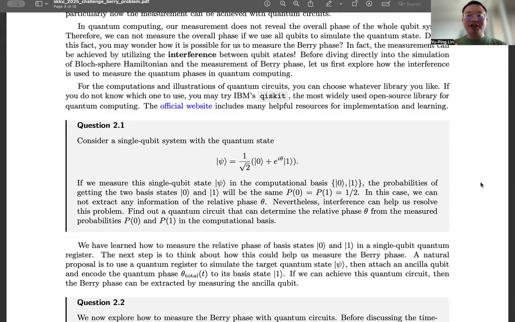So we will first think about how we can use interference to measure the relative phase between different superposition states. Then we will use it in the measurement of the Berry phase. That is, we will use a quantum register to encode the target state under the Bloch sphere Hamiltonian. Then we will attach to it an ancilla qubit, and we will try to encode the Berry phase to the computational basis state 1 of the ancilla qubit, and use the measurement from the interference. So this is the central topic of part 2.